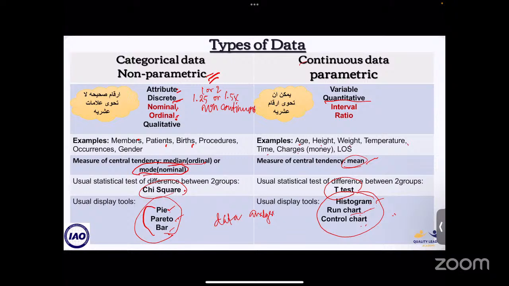Okay. Do you have any question regarding this? No. The difference between non-parametric and parametric? If none, okay, let's proceed.